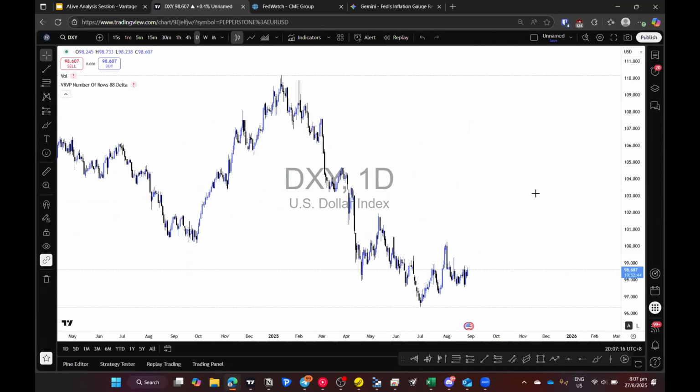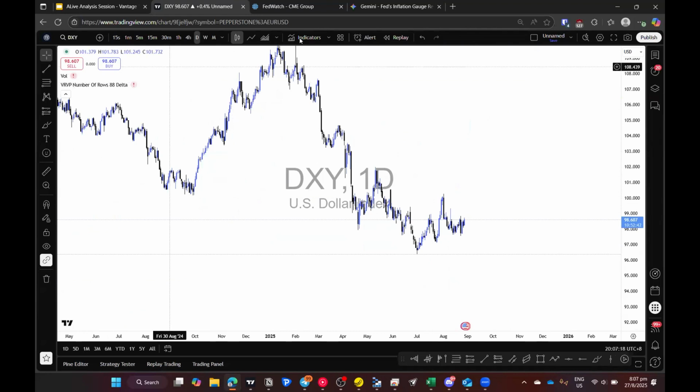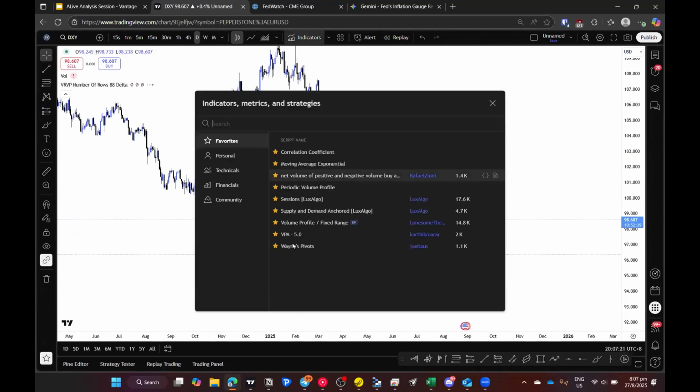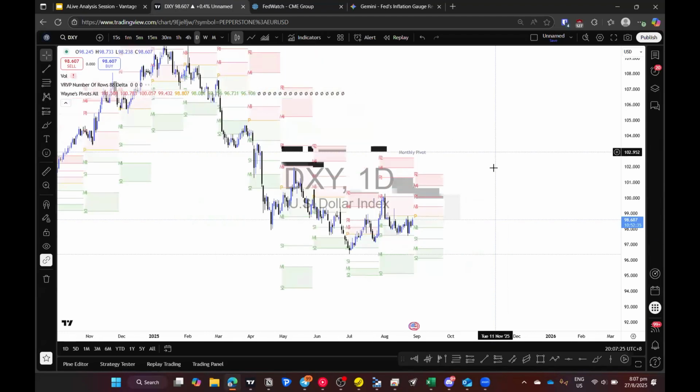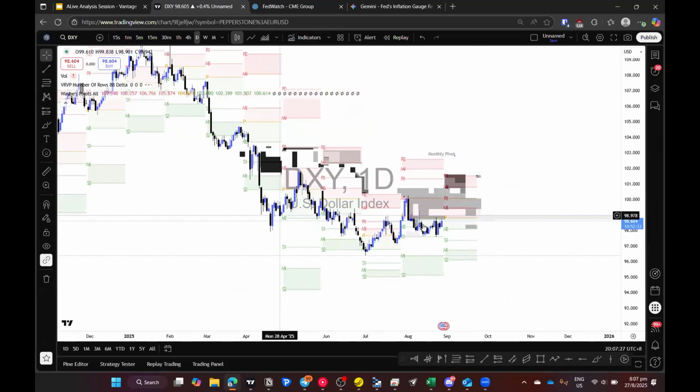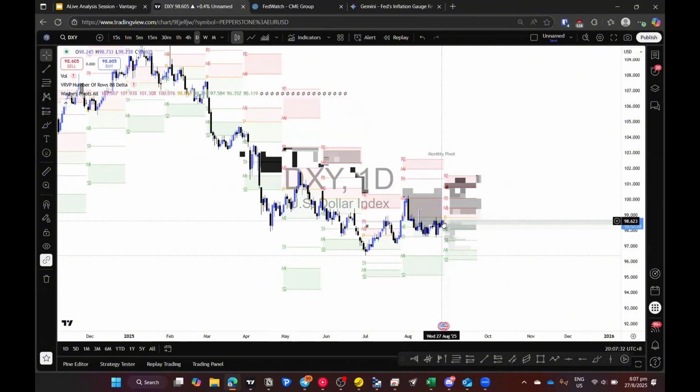Okay, so on the higher time frame, the daily, we're going to use pivot points again. The one that we're using is called Wayne's pivot, just to mark out the key levels on the monthly. So we're nearing the end of the month. This is probably the furthest that we're going to go to the bottom, and this is going to set up the movement for the month of September.